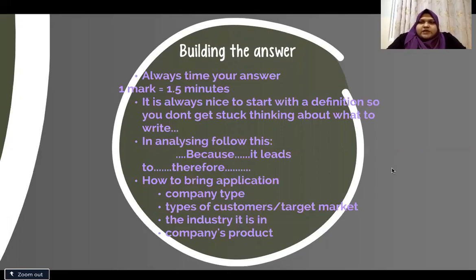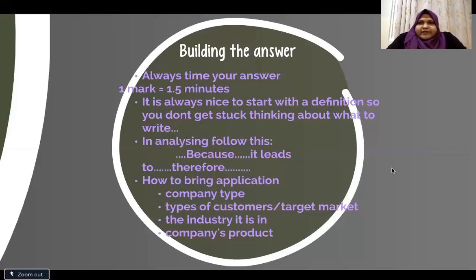Some students are sometimes stuck on how to start the answer. So I always advise my students to start with the definition, so that you don't get stuck about what to write. And then in analyzing, you follow with because, it leads to, therefore. If you try to bring these 3 things into your analysis, then you cover the entire thing very nicely. That is the reasoning, and the reasoning of effects and causes.